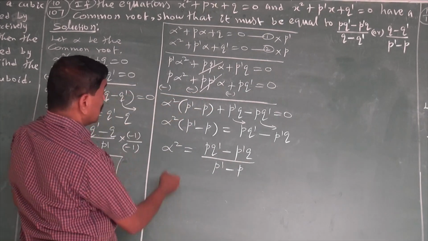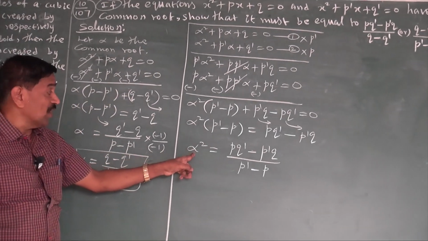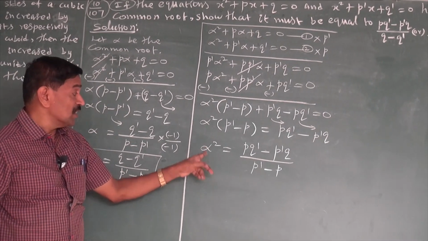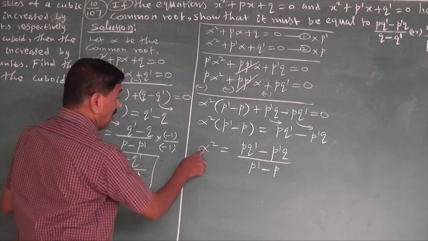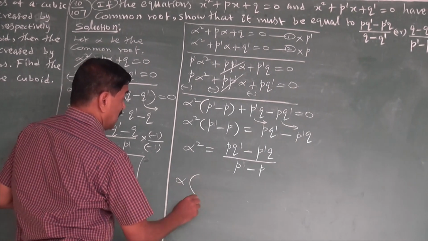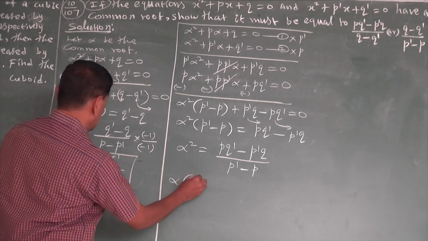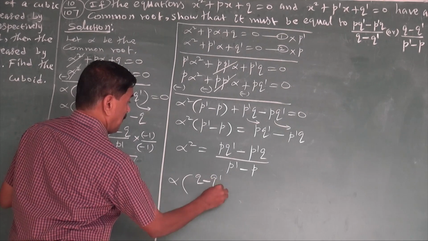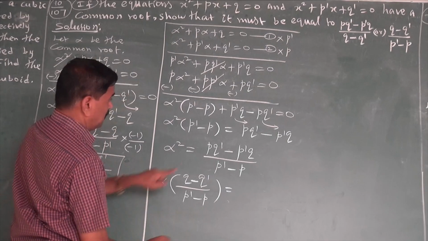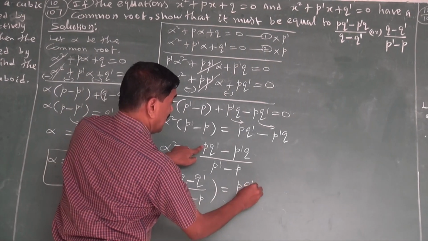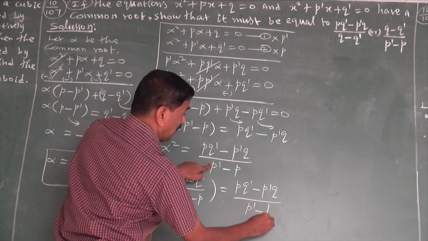And now the technique is here: alpha square, already alpha's answer is available. Now alpha square means alpha into alpha, so keep the first alpha as it is, and for the second alpha substitute the earlier answer. So alpha square equals alpha into alpha, where the second alpha is the first answer. The first answer is (q minus q') divided by (p' minus p), which is equal to (pq' minus p'q) divided by (p' minus p).